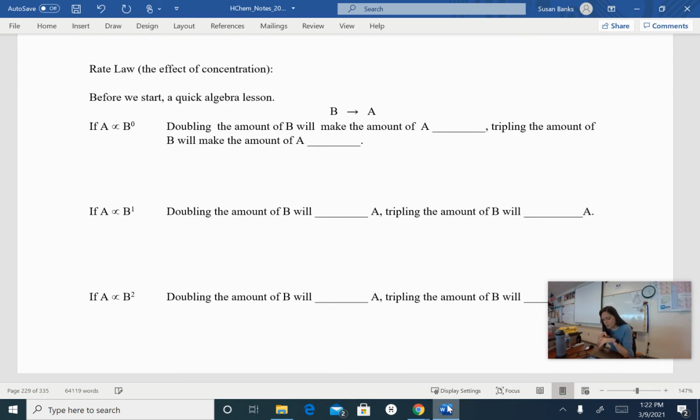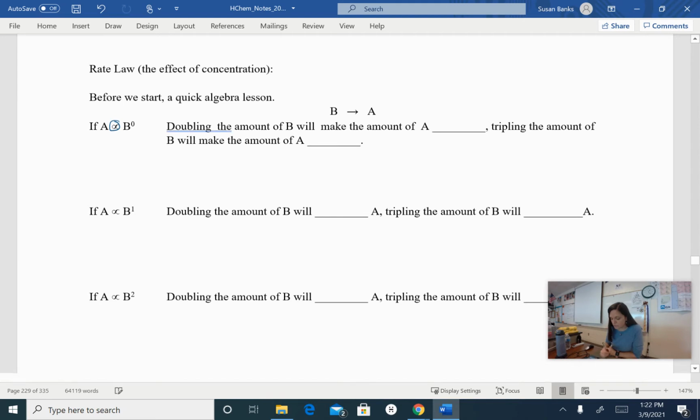Okay? So I have this proportionality symbol in here, which you probably have not seen before. It just means that A is proportional to B in some way. It doesn't mean that A is equal to B, it's just proportional. We don't have an equal sign there because we don't have a constant. And we are also going to eventually learn how to determine the constant in these rate laws. Okay? So let's do a little experiment.